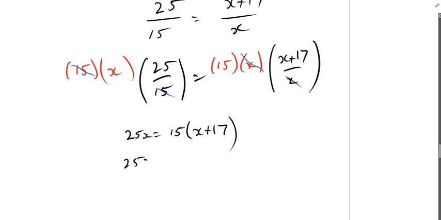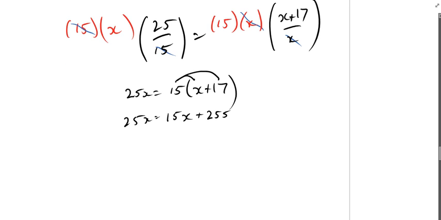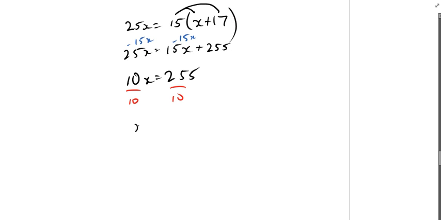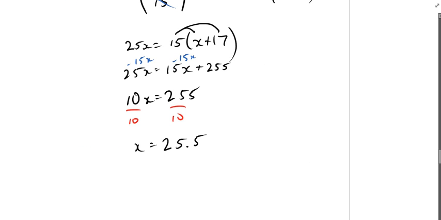So 25x equals 15 times x, 15 times 17. So 15x plus 15 times 17, is that 255? Awesome. 255. Subtract 15x from both sides. I get 10x equals 255. What do I do here? Just divide by 10. We've done this hundreds of times probably in this course. 25.5 centimeters.